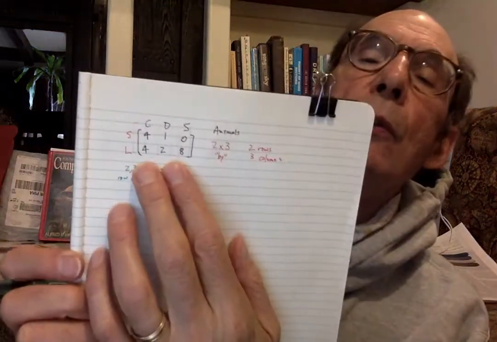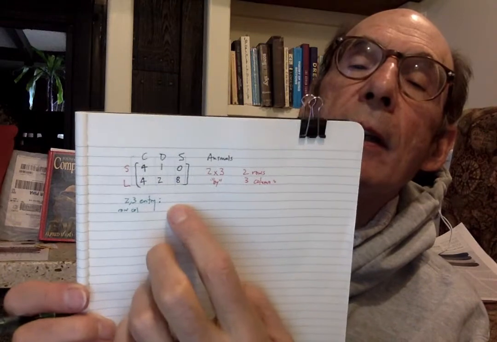And just for a little bit of practice, the entry in row 2, column 3, that's the 2, 3 entry. So it's always row then column. And in this case, if we look at row 2 and column 3, then the entry there is 8.